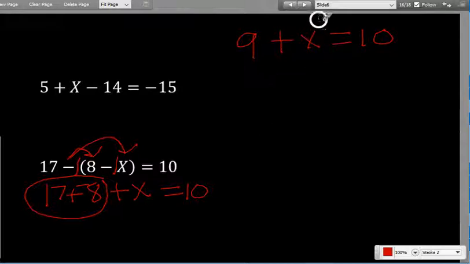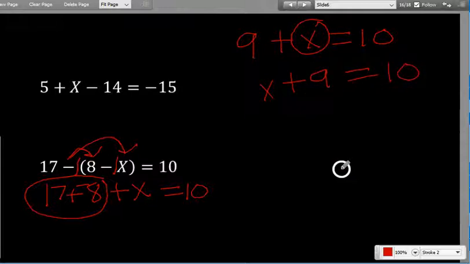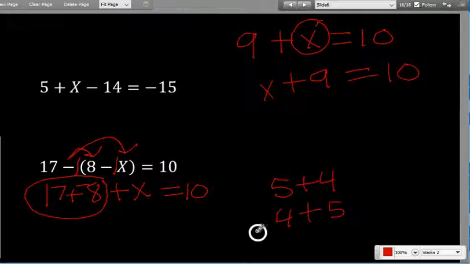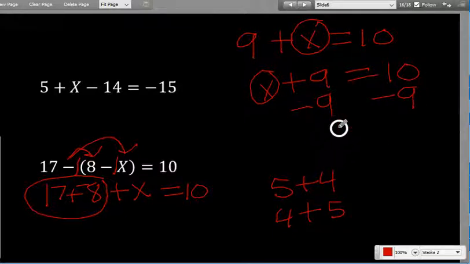And we can now isolate the x. So to get this x all by itself, we have to get rid of the addition of 9. And I'm going to show you, you could actually just rewrite this: x plus 9 equals 10. Having 9 plus x, or x plus 9, that's exactly the same. Just like if you had 5 plus 4 or 4 plus 5, we know that that's the same. So to isolate this x, to get rid of the addition of 9, we're going to use subtraction. So we subtract 9 from the left side, we subtract 9 from the right side, we get x equals positive 1.